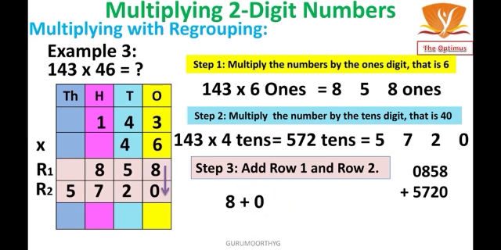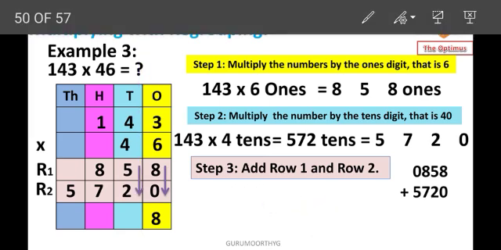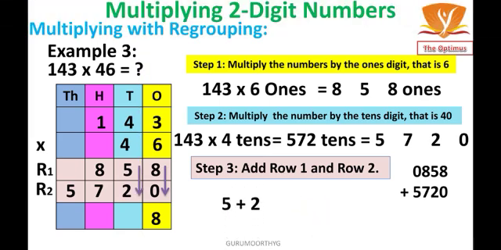Next, I am going to add ones place. 8 plus 0 equal to 8. In this 8, I am going to write in ones place. Next, I am going to add tens place. 5 plus 2 equal to 7. In this 7, I am going to write in tens place. Next, I am going to add hundreds place. 8 plus 7 equal to 15. In this 15, 5 I am going to write in hundreds place, and 1 is carry out to thousands place.